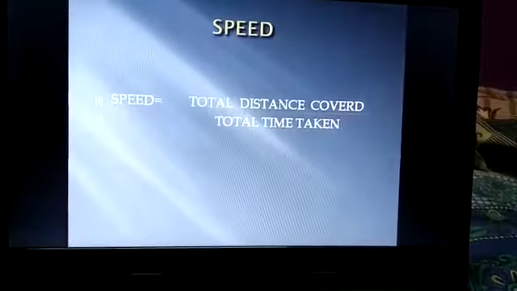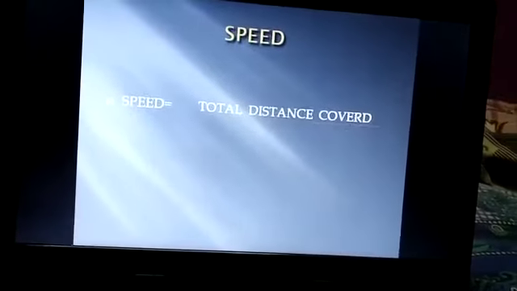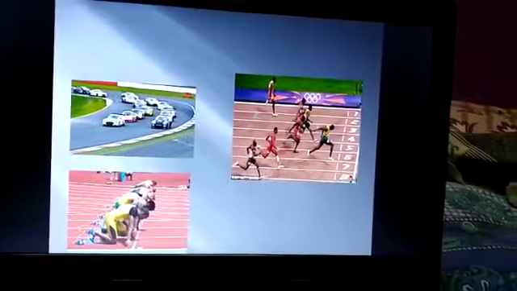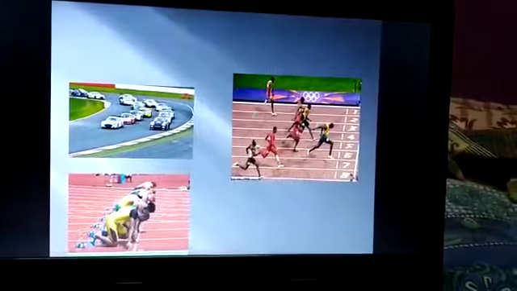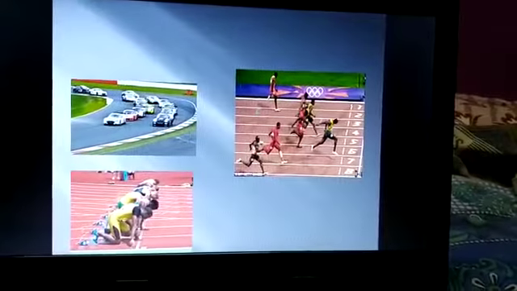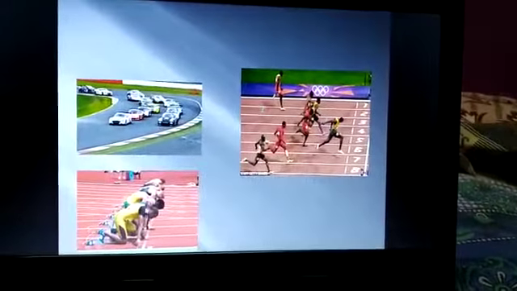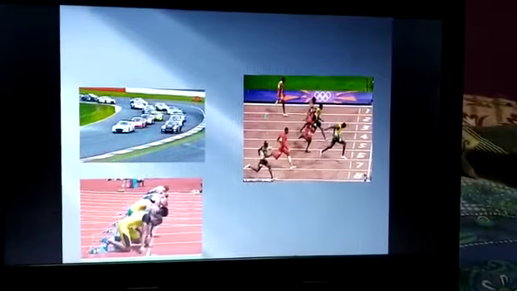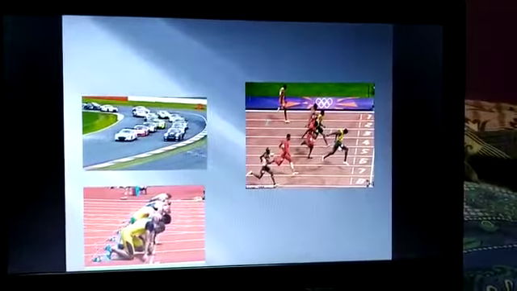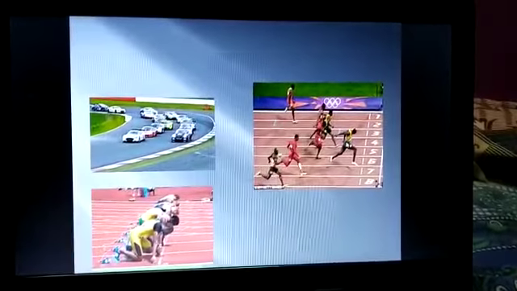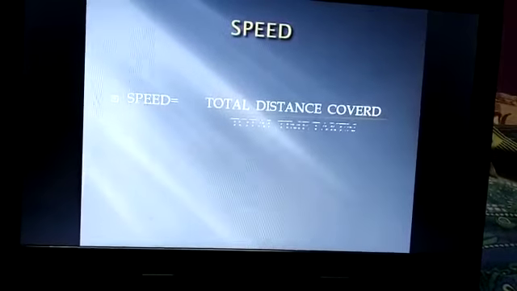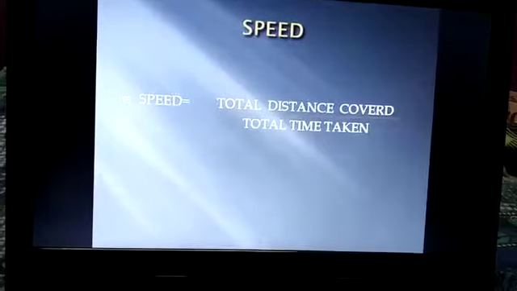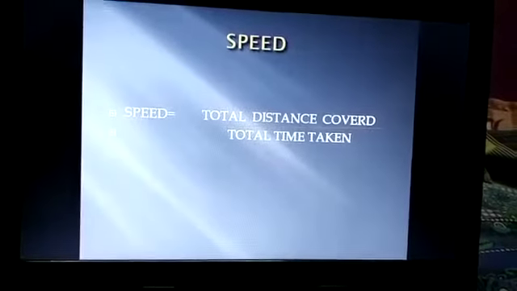with total time taken. Here again I am coming back. There are many persons who cover 100 meters distance in a running race with very less time. This is the person who wins because he covered it in less time. That's why his speed is very high. Are you getting, my dear friends? This is what speed is: total distance covered with the time taken.